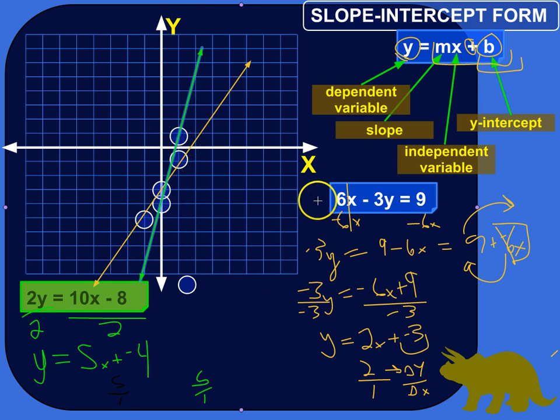We're done. So the steps are: rearrange your linear equation so y is by itself, equals something times x plus something. This something will be your slope, which is the change in y over change in x. Think of it as the steepness of the line. And this other something is the y-intercept, which is where the line crosses the y-axis.